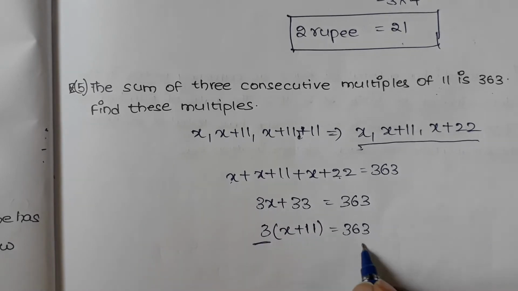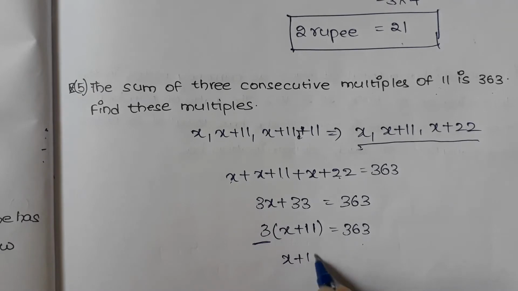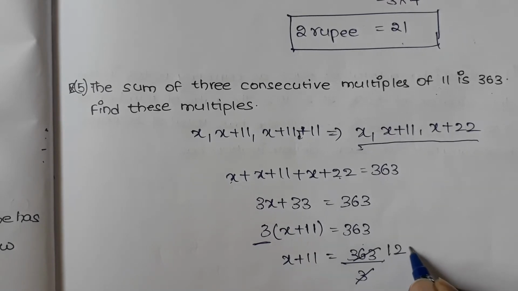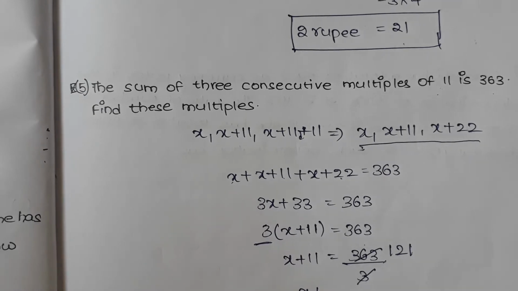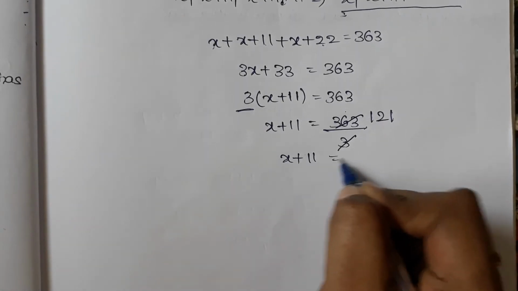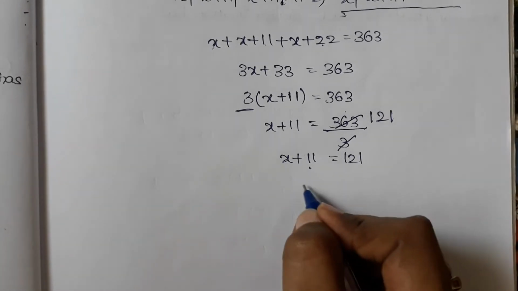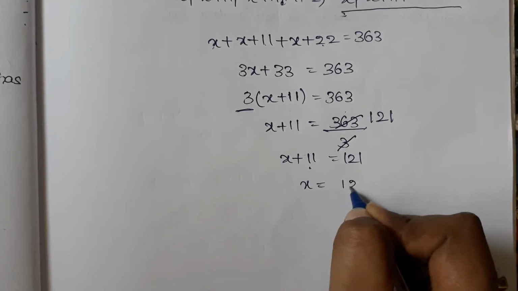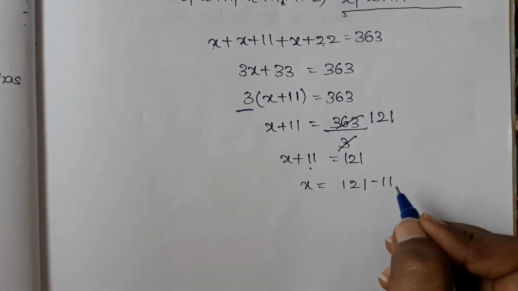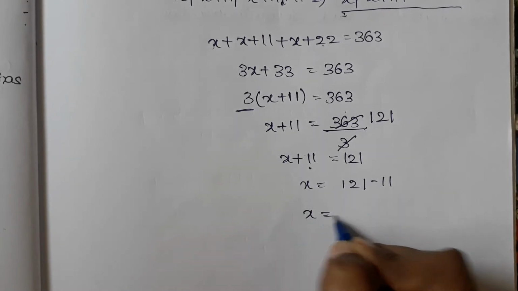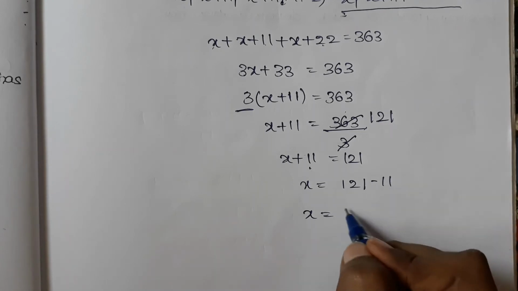This 3 is to be taken to the RHS side. X plus 11 equals 363 by 3. 3 ones are 3, 3 twos are 6, 3 ones are 3. Now x plus 11 equals 121, and this 11 is to be taken to the RHS side. X equals 121 minus 11, that is x equals 110.